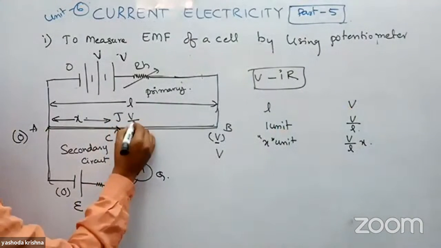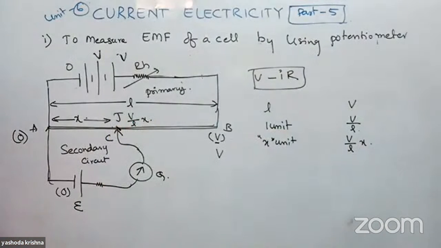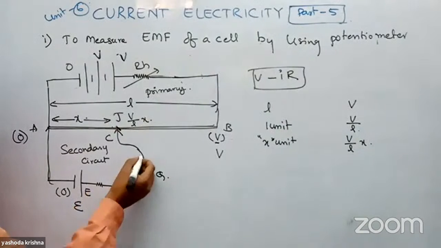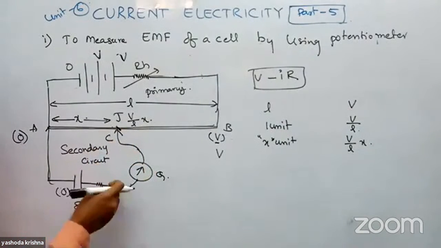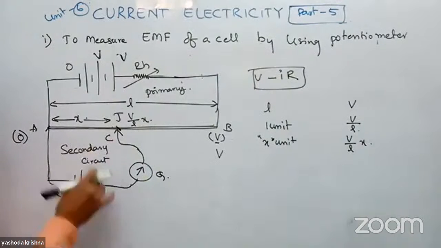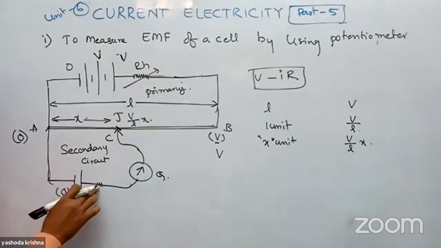V by L into x. Here is zero. From point to point, the potential will be increased by this battery. That is nothing but E. Here E is there, here E is there. Here the resistance is there, but a potential drop is there.